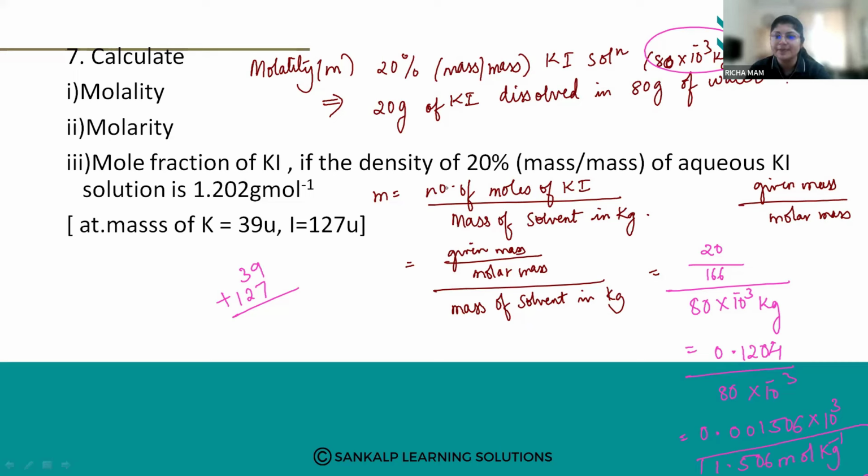Everybody got the same? 1.506 mole per kg. Yes, Shivaduni has answered it right. Yes, others? Okay, good. So like this, we have to calculate. Yes, Suraya has also answered it right. Good. Okay, so now we'll calculate the molarity.